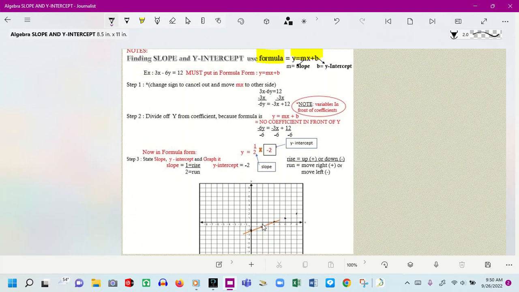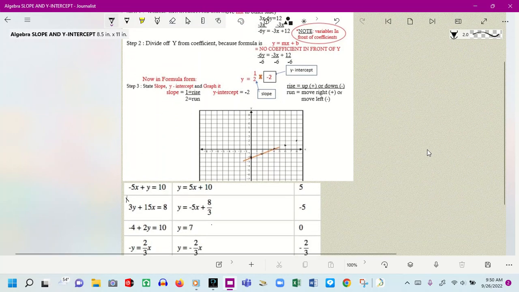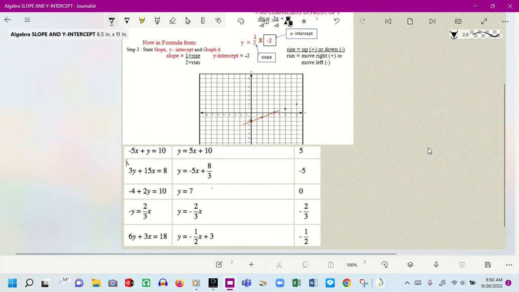Rise up 1, run to the right 2. That's our next dot. Rise up 1, run to the right 2 again. So this is our line for this equation, y equals 1/2 x minus 2. That is our line.